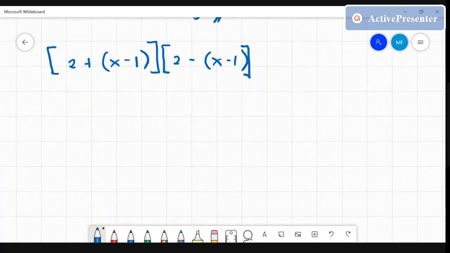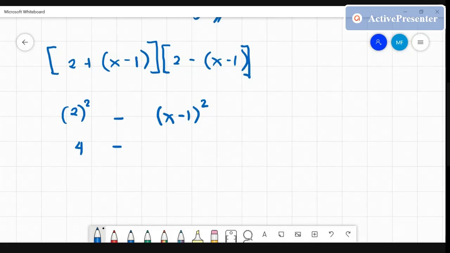So for number 9, we have the quantity of 2 plus x minus 1 times the quantity of 2 minus x minus 1. So our first term here is 2. Then our second term is a given binomial, which is x minus 1. So let us square the first term. So 2 squared. Then square the second term, x minus 1 squared. Then put a minus sign here. Now let us proceed in simplifying. So 2 squared is 4 minus x minus 1 squared.